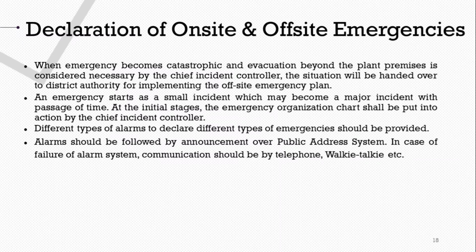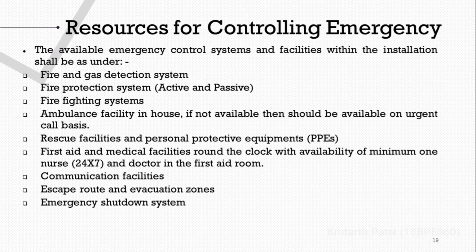Now, different types of alarms to declare different types of emergency should be provided. Everyone should be trained with the different types of alarms, so they will know what type of emergency has occurred. Alarms should be followed by an announcement over the public address system, that is through microphones or loudspeakers, so everyone will get to know what kind of emergency there is. In case of failure of the alarm system, communication should be by telephone or walkie-talkies to all the employees, so everyone gets protected and everyone is safe. Thank you.